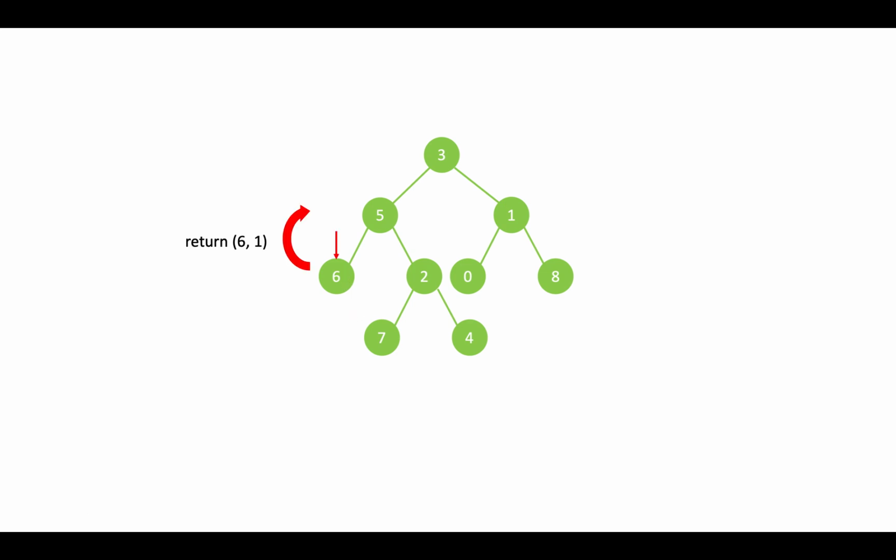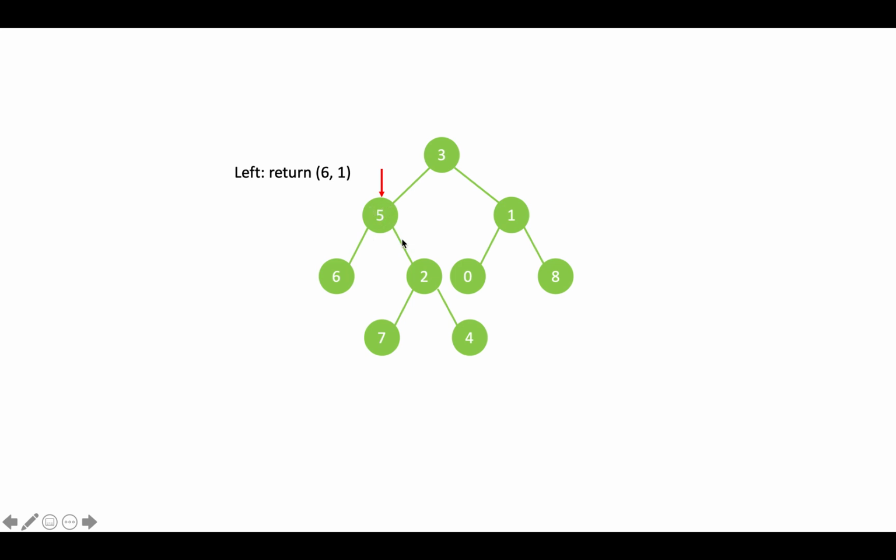So here we go back, and we do the check. We check the left result and the right result, as the distances are equal. So we return this node, and our distance should be increased by 1. So we return 6, 1 to this layer. And we go back here, and the left subtree returns 6, 1. 6 is this node, and 1 is the distance from 6 to the node 5.